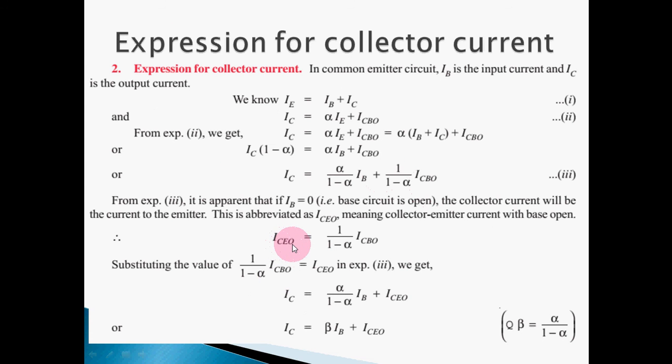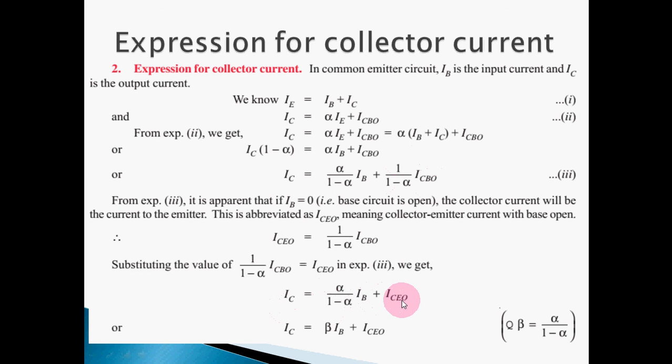And what is ICEO? ICEO means collector emitter current when base is open. You can find here ICEO means collector emitter current when base is open. So finally we can say ICEO equals 1 by 1 minus alpha ICBO. Now replace this part in equation 3 with ICEO. We can say that IC equals alpha divided by 1 minus alpha IB plus ICEO.